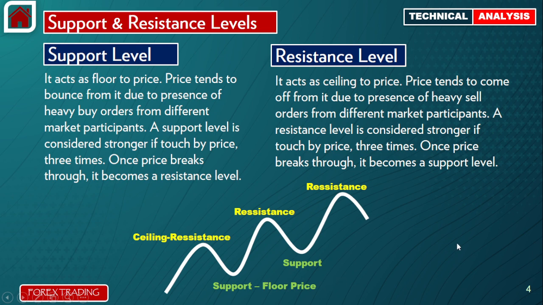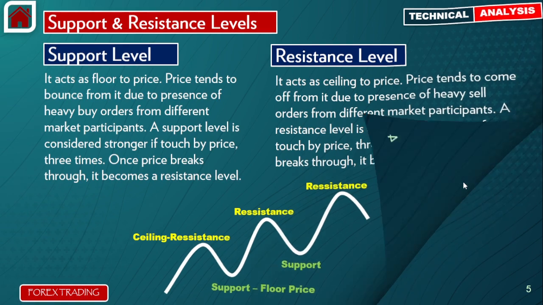Now the resistance level acts as a ceiling to price, and price tends to come off from it due to the presence of heavy sell orders from different market participants. A resistance level is considered stronger if it is touched 3 times, same as a support level, and once price breaks through it, it becomes a support level. So this is where the resistance level actually becomes a ceiling, where the price goes up, then bounces back over here, and over here.